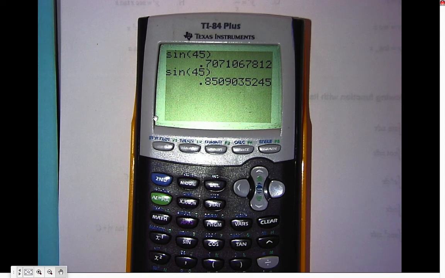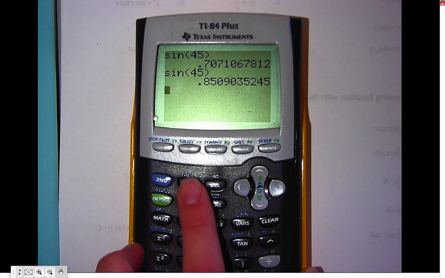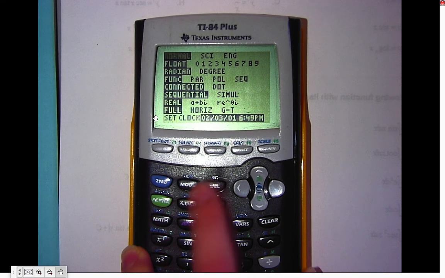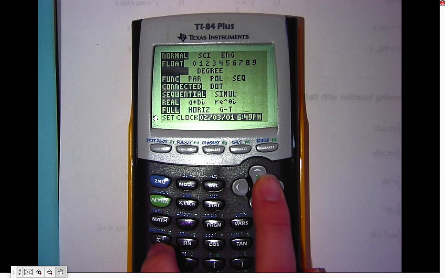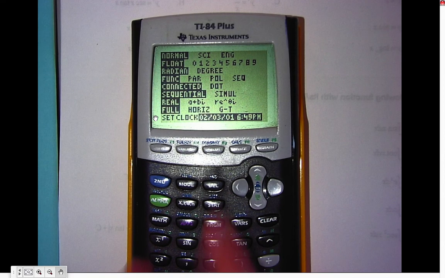Okay. So it's up to you when you do homework problems, if you do all the degree problems first and then all the radian problems. But like I said, your calculator has 2 different modes. So you just go into the mode button right here next to the second button. So mode, and then you can easily convert between radian and degree. Okay. Any questions on the calculators?